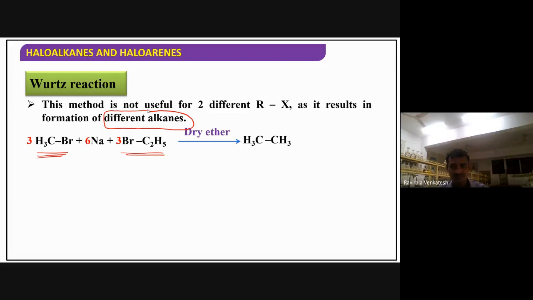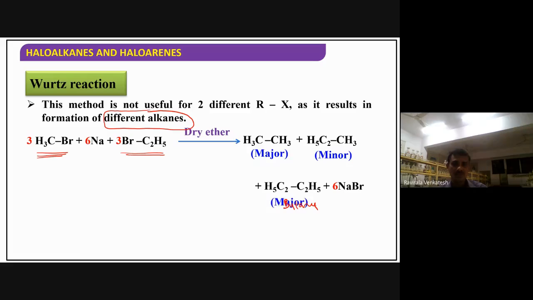Already we have studied this one. We got ethane, we got a minor product propane, and the other is butane. In this way, three types of products we are going to get. Now, which one is major in this case? Whichever is symmetrical is major. Now, which one is symmetrical here? See, this is symmetrical. You can cut it into equal parts.